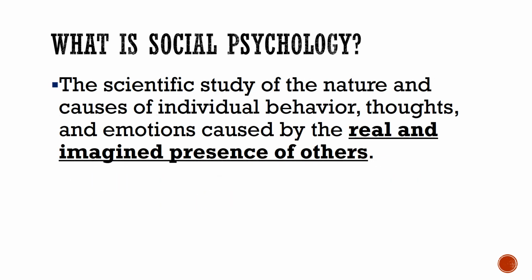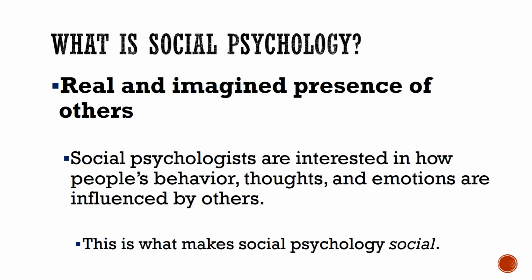And again, going back to the definition, the third and last part of it that I want to highlight is the real and imagined presence of others. There are many things that influence people's behavior, their thoughts, and their emotions. However, social psychologists are interested in how people's behavior, thoughts, and emotions are influenced by the presence of others. This is what puts the social in social psychology.